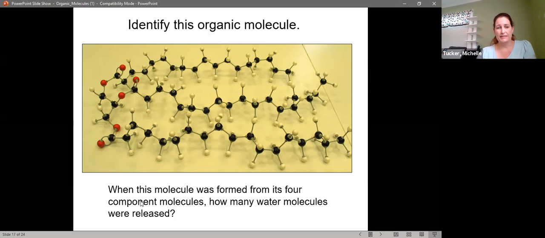All right, but it does say, when this molecule was formed from its 4 components, glycerol plus 3 fatty acids, how many water molecules were released? 3. How do you know if it's unsaturated?